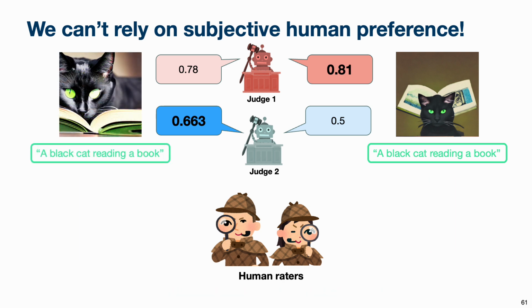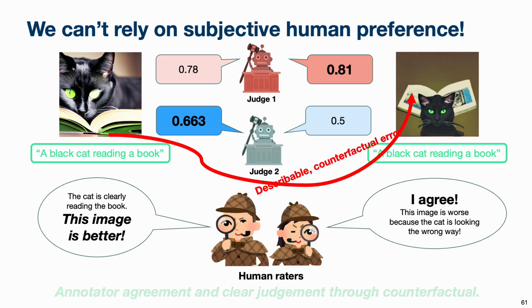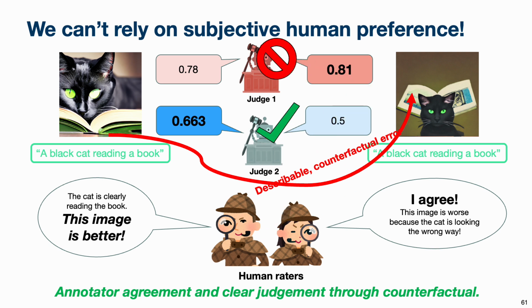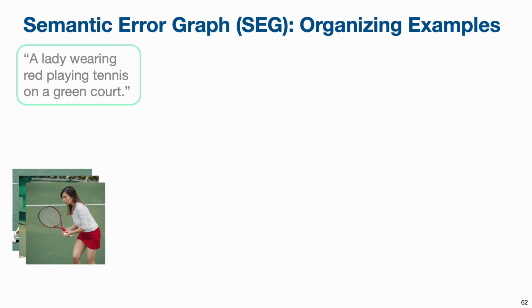However, if we instead do a pairwise comparison between two related images that exist relative to the same prompt, we can then describe clear counterfactual differences between the pair of images that serve as a way to arrive at annotator agreement. And through this counterfactual-based consensus, we can make a more confident argument that one metric is better than the other. To perform this evaluation, we gather semantic error graphs, or SEGs.